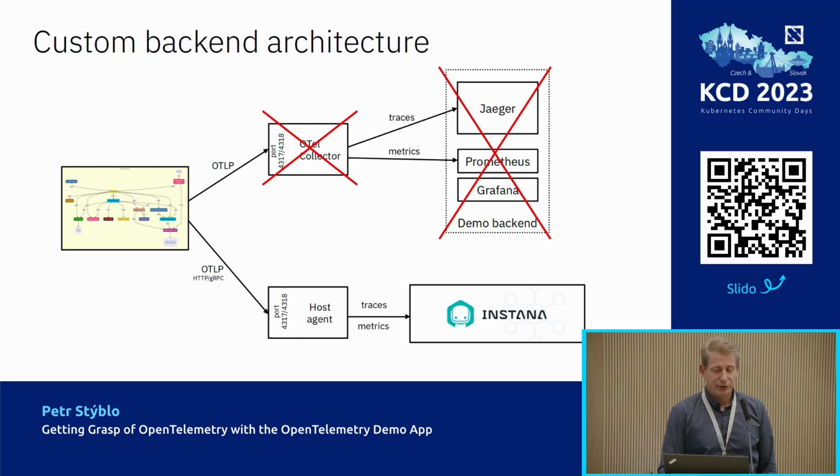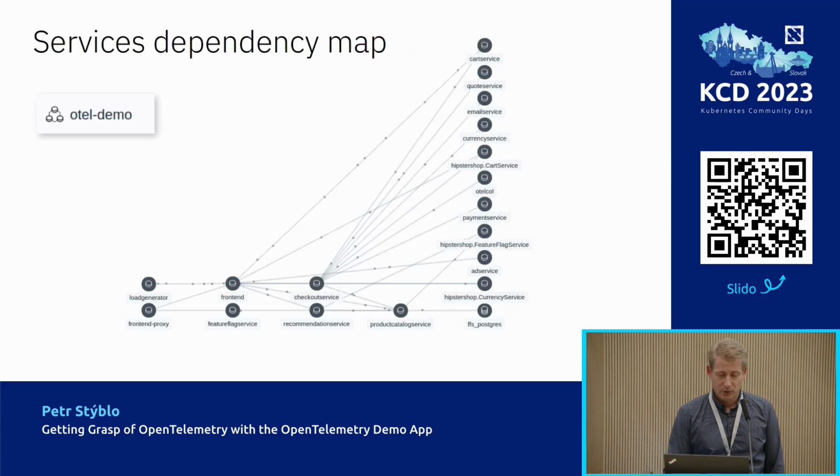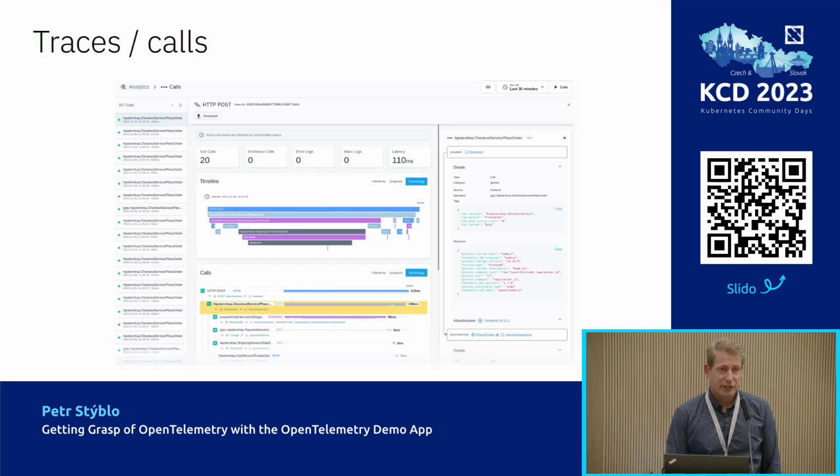So here's a simple diagram. Basically, what I did initially was scratch the OpenTelemetry collector that ships with the demo and the Grafana, Prometheus, Jaeger backends, and replace it with my backend. Well, as simple as it seemed, it really turned out to be more complex. Here are some screenshots of the demo as visualized in my backend. Some traces. If you're interested, I can of course show it to you after the session.